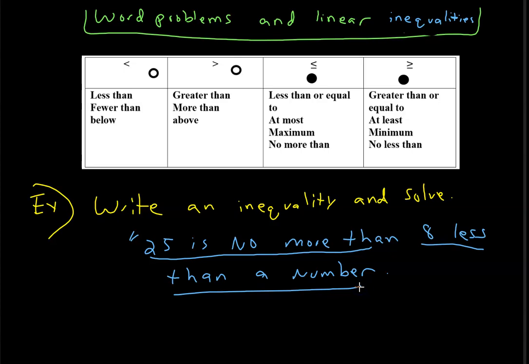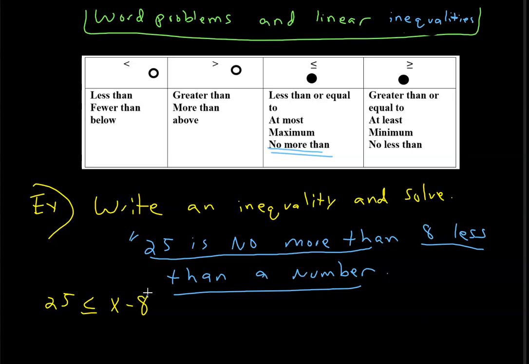The chart above tells you what these things mean. So no more than is here under less than or equal to. So if I wrote the inequality, it would be 25 is less than or equal to 8 less than a number. So it's going to be a number, subtract 8. And you'll solve the inequality.